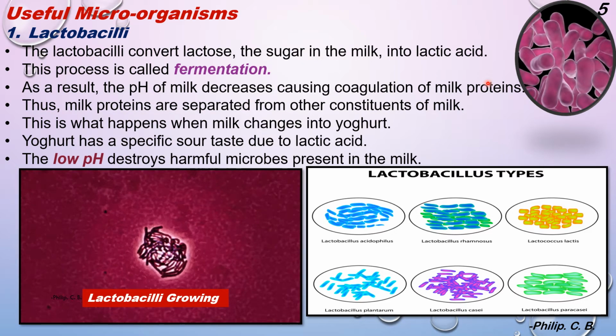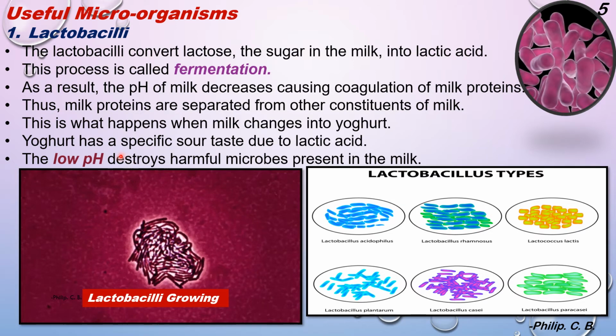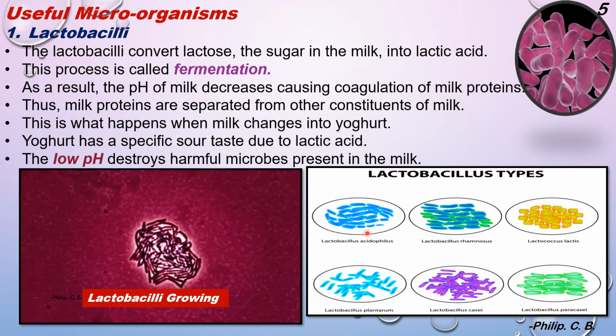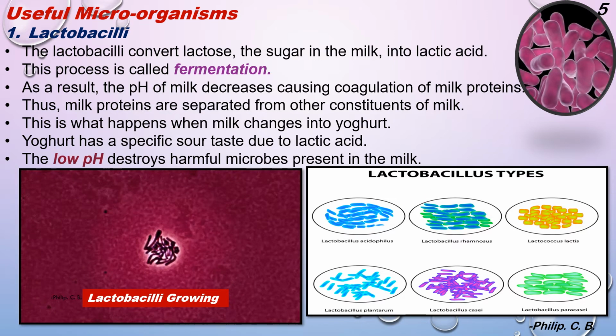Then as a result, the pH of milk decreases, causing coagulation of milk proteins. Now when you say coagulation, it means it has formed a cluster. Thus, milk proteins are separated from other constituents of milk. This happens when milk changes into yogurt, that is curd. Yogurt has a specific sour taste due to lactic acid. The low pH destroys harmful microbes present in the milk. Now here if you see, I put an animation image of Lactobacilli, showing how it is growing. Also various species of Lactobacillus, and just an image of Lactobacilli, how they look under the microscope.